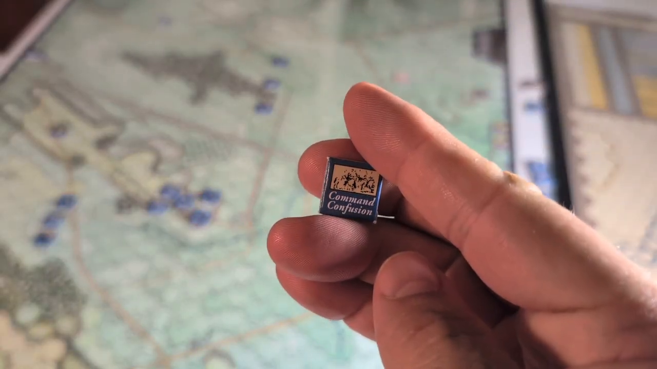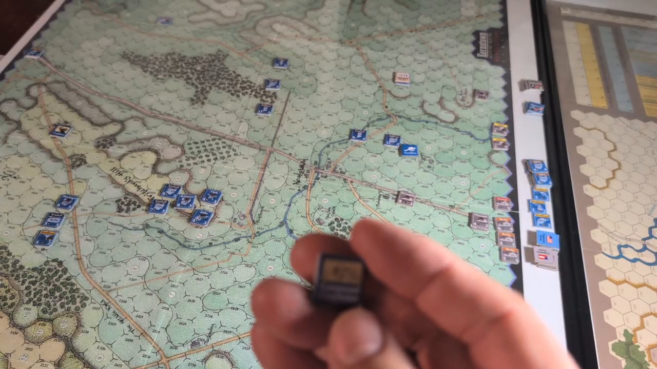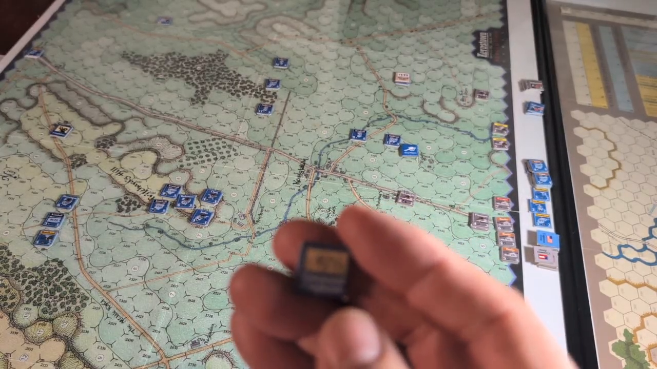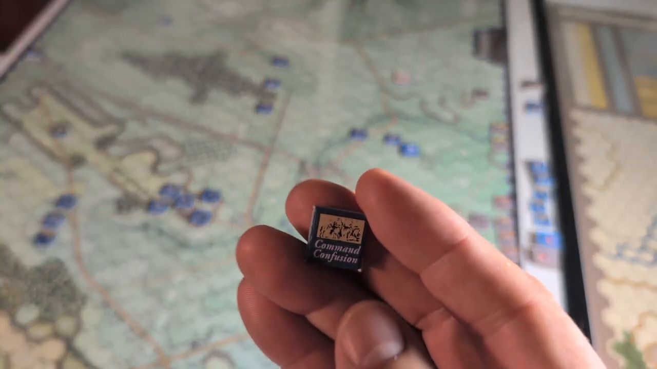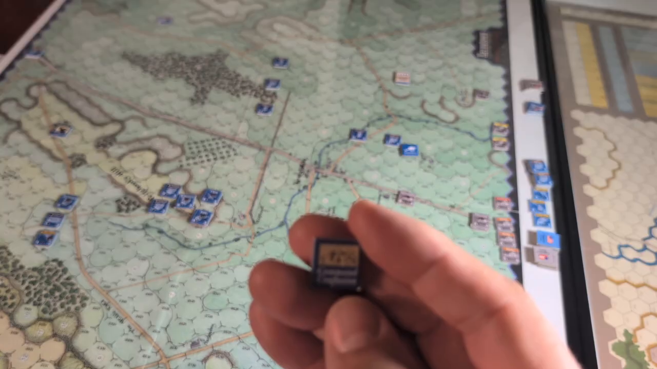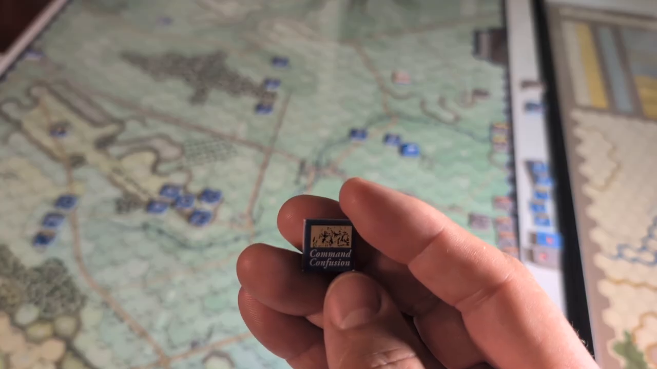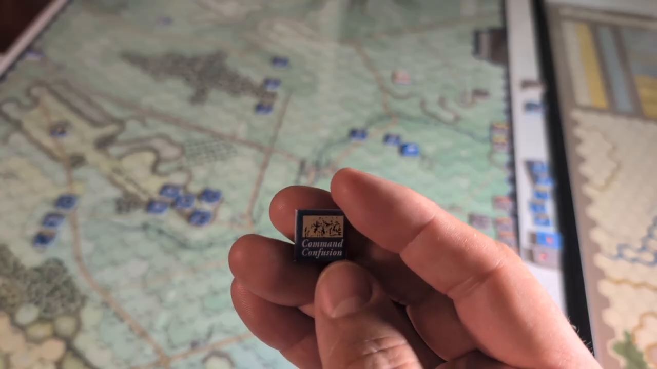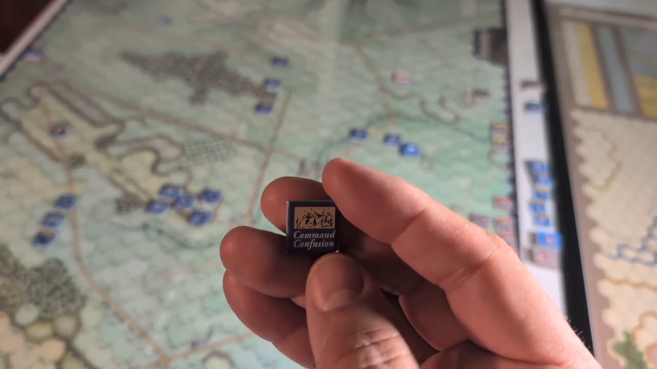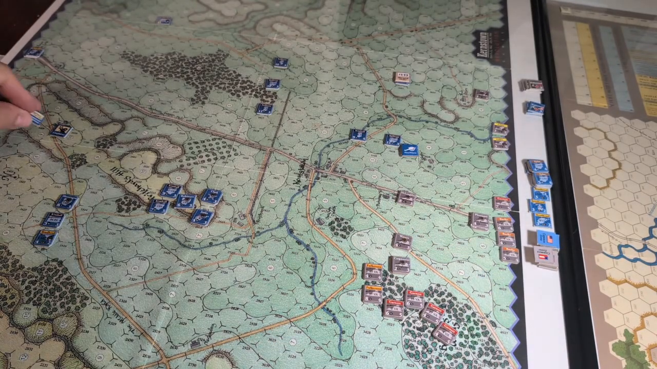Okay, we got Command Confusion. So that can be played at the start of any CSA order step used against the Confederates. And so before they go, you can play this to cancel their order. So keep that back there.